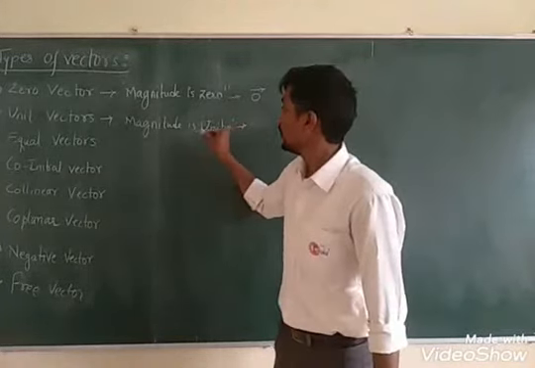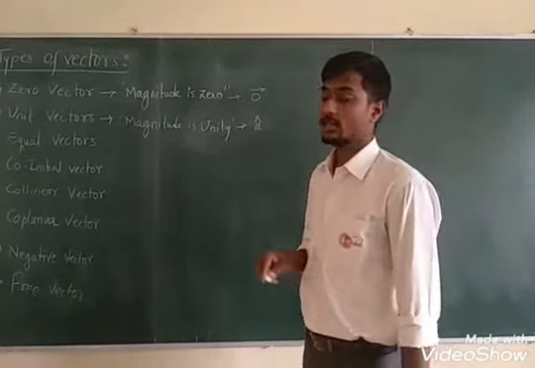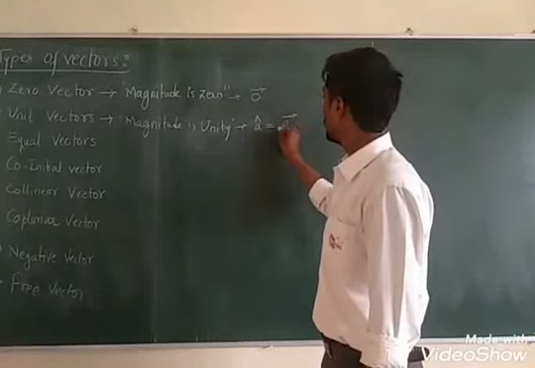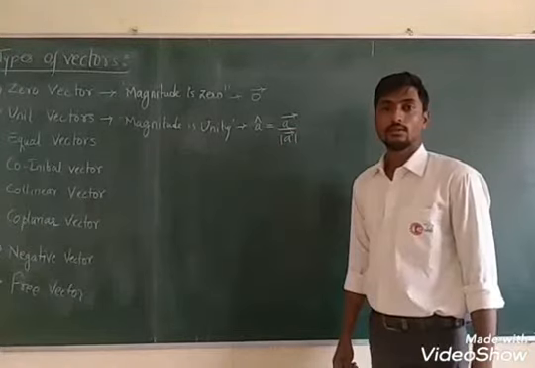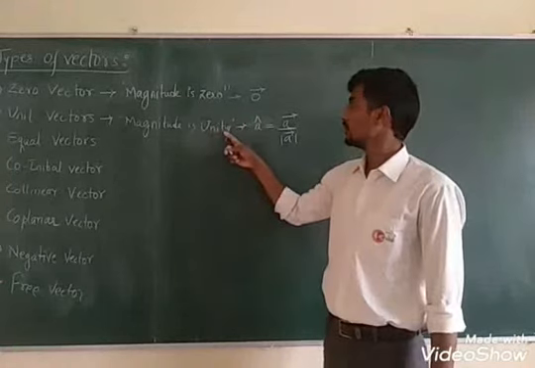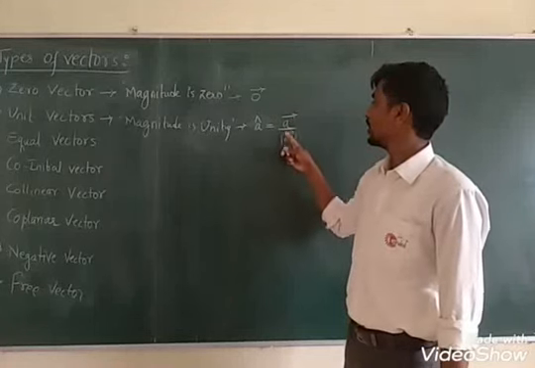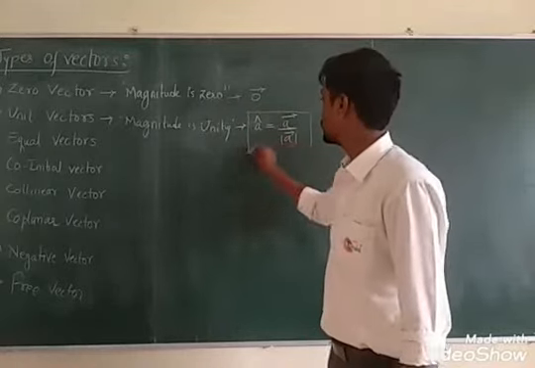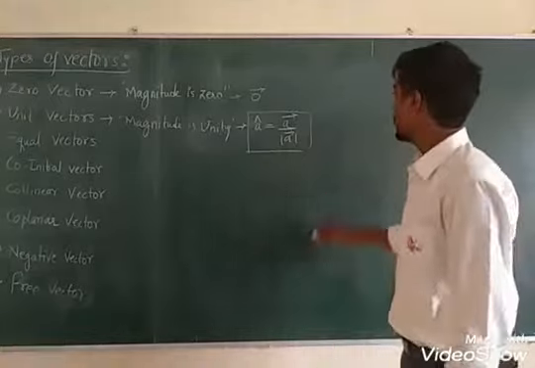We denote it by A cap, and it is always defined as vector A divided by the magnitude of vector A. So the unit vector is one whose magnitude is unity, denoted by A cap and defined as vector A divided by the magnitude of A vector. Now you have to understand how this came about. Let us understand.